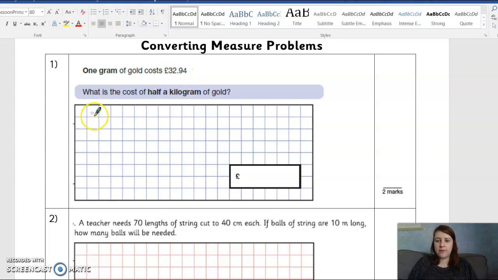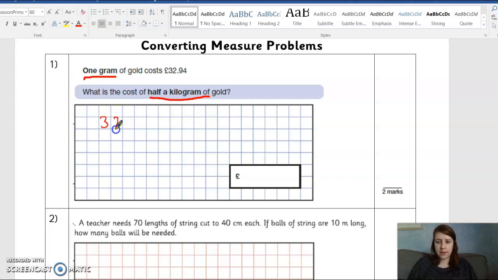So a key bit of information is that is the cost for 1 gram of gold. What is the cost of half a kilogram of gold? Okay. Now, again, like I say every time, you might have done this question in a different way. Doesn't matter, but I'm going to show you the way that I would do it. And if you've got the right answer, then that is fine. Now, I know that per kilogram, there is 1,000 grams in 1 kilogram. I know that from my conversion of measures work.